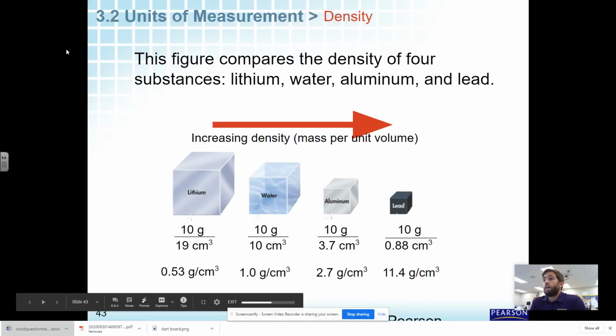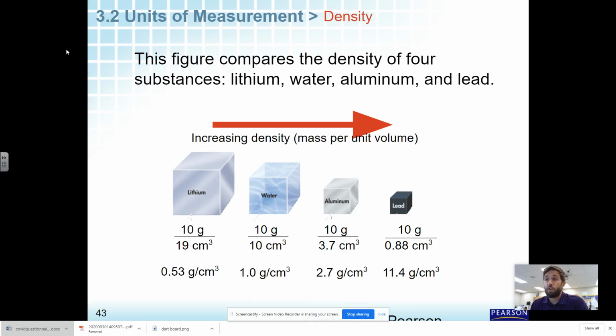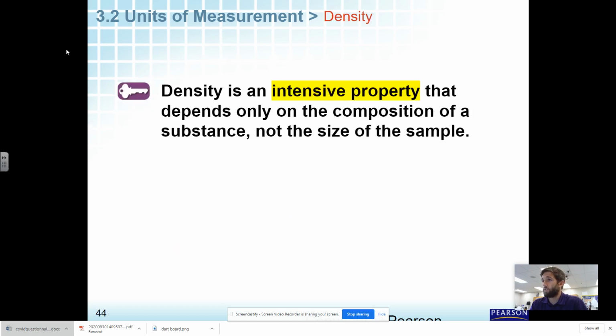So the density of lithium, if you have 10 grams of lithium and it takes up 19 centimeters cubed of space, generally we use centimeters cubed for solids and we use milliliters for liquids. Centimeters cubed and milliliters are both volume measurements. But you can use it for both because 1 centimeter cubed equals 1 milliliter, as we've talked about already. So as you go left to right here, the density increases. So what this means is lithium would float in water, but aluminum and lead would sink in water, because they are more dense than water is.